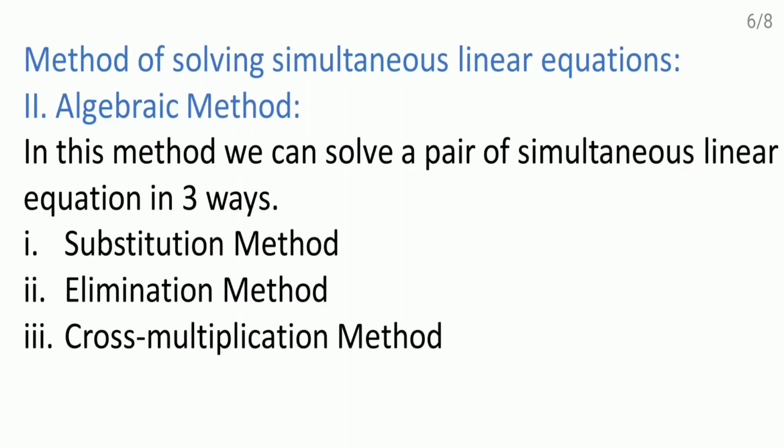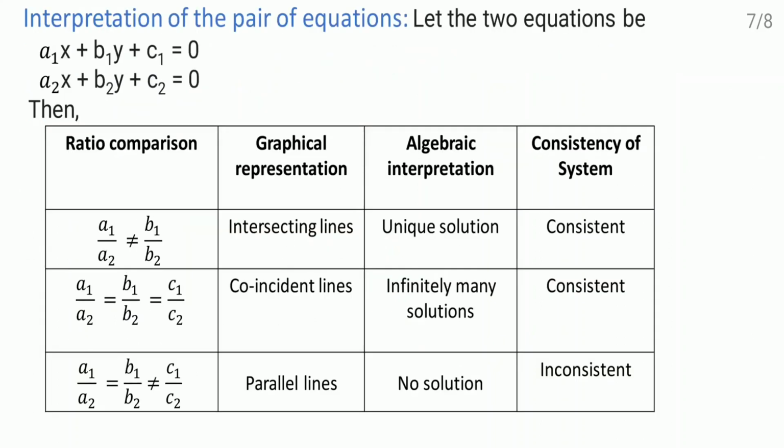The second method is the algebraic method. In this method we can solve a pair of simultaneous linear equations in three ways. First, the substitution method, then the elimination method, and then the cross multiplication method. In all three methods you will get the same solution, only the ways are different.